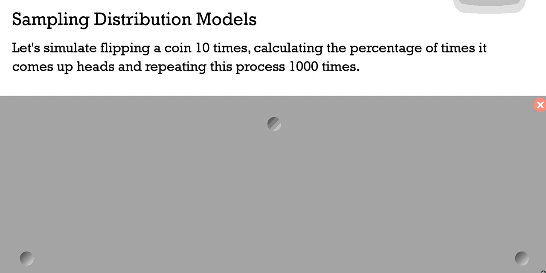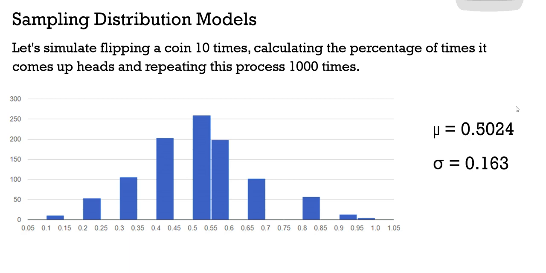And what we're talking about here is we're going to simulate, as it says, flipping a coin 10 times and calculating the percentage of times it comes up heads and repeating this process 1,000 times. So just to be clear, 1,000 times, we're flipping a coin 10 times and calculating the percentage of times it comes up heads. Obviously, I did not do this in person. I did this with the aid of a computer program, and the results are here.